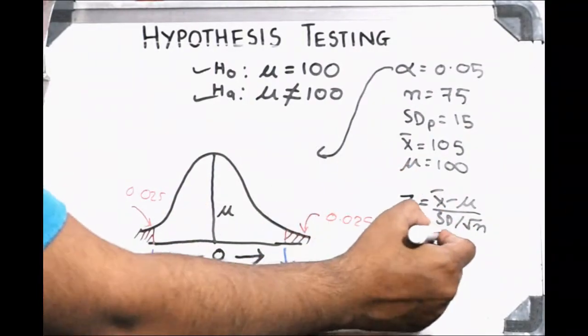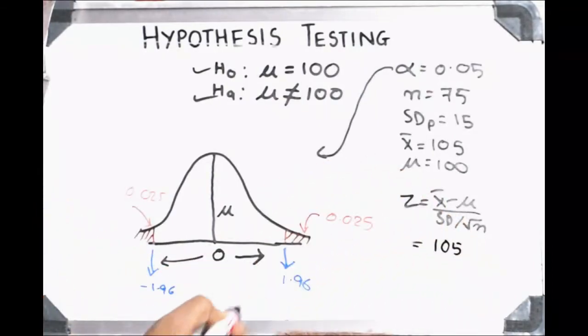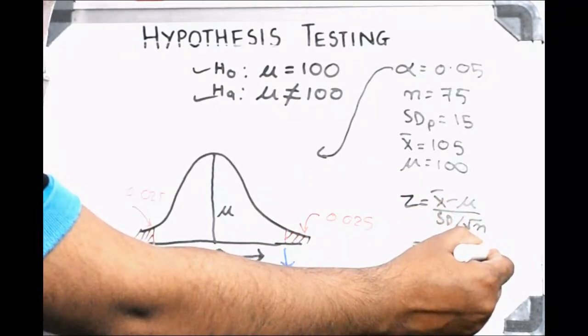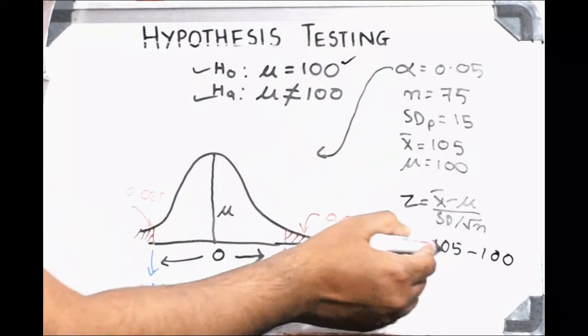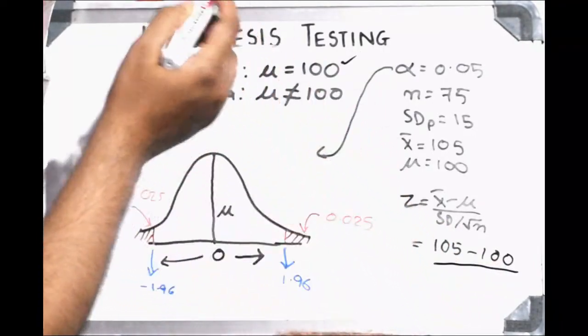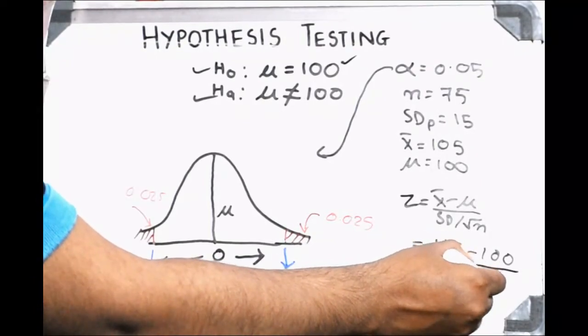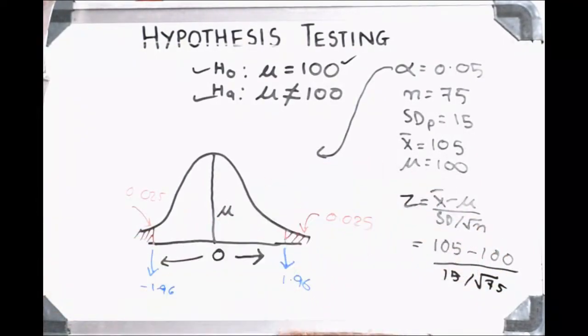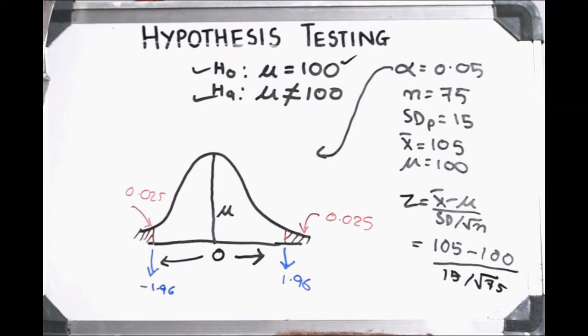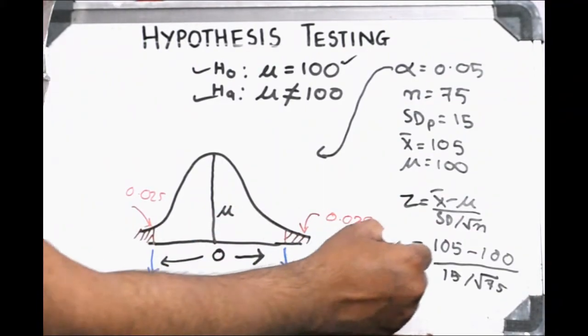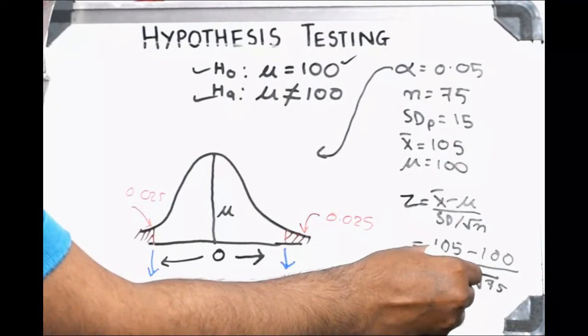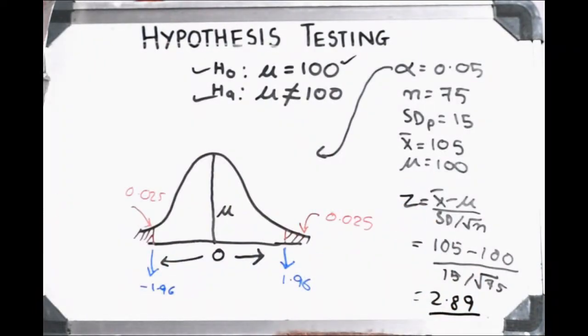We have got all the values. What is the sample mean? It was 105, given in the question. And what is the population mean? It's 100, the currently accepted value of the IQ of students. Standard deviation is 15 and n is 75, so it will be root 75. Now we need to solve this. After solving, we get a Z value, or test statistic value, of 2.89.